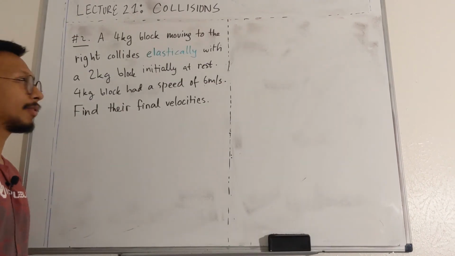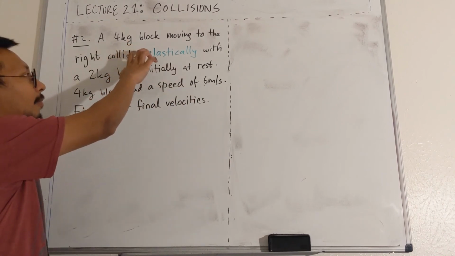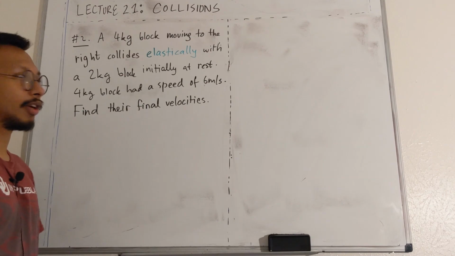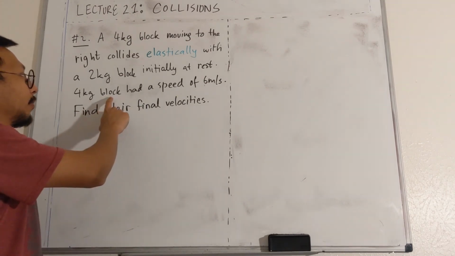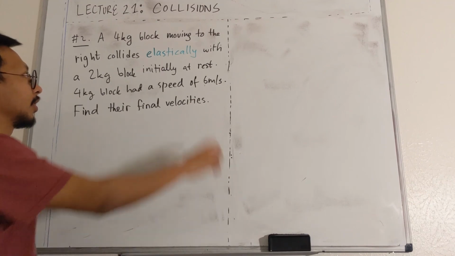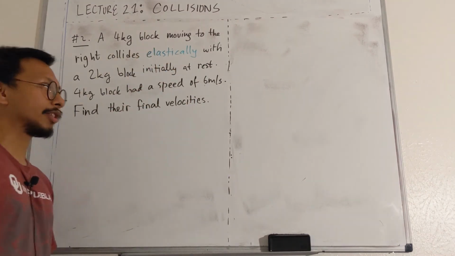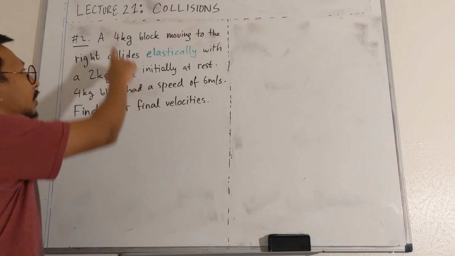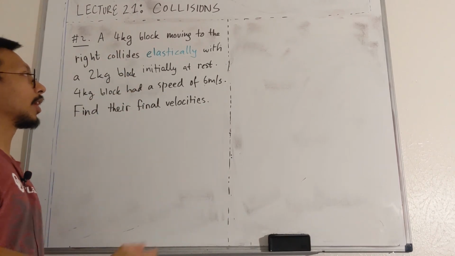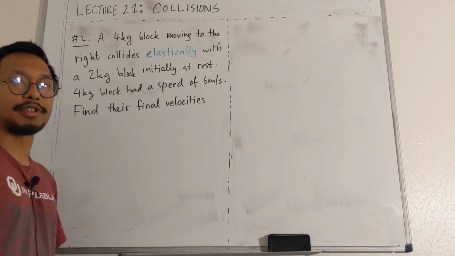All right, let's examine this example where a 4 kilogram block moving to the right collides elastically with a 2 kilogram block initially at rest. The 4 kilogram block had a speed of 6 meters per second. We want to find their final velocities. The key word in this question is elastically, meaning these two blocks collide in an elastic collision. So in an elastic collision, we know that kinetic energy is conserved.